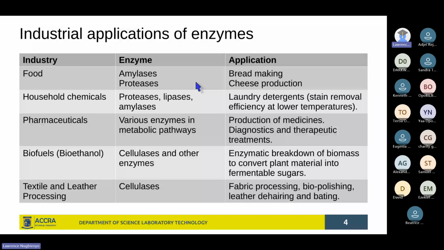Similarly, in textiles, if you use cotton, for instance, in what is referred to as processing, or biopolishing, of this material, enzymes like cellulase are also used, which will break down cellulose so that you have a more polished fabric.